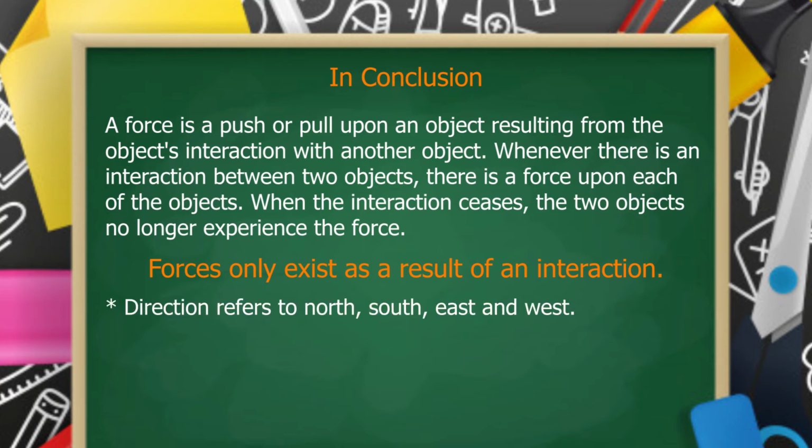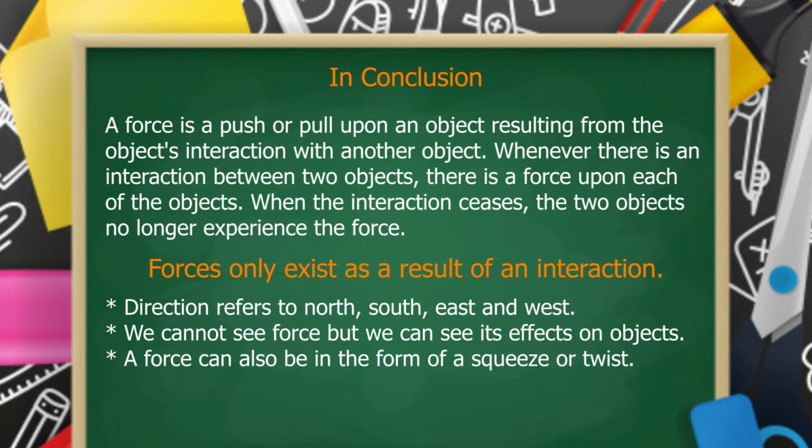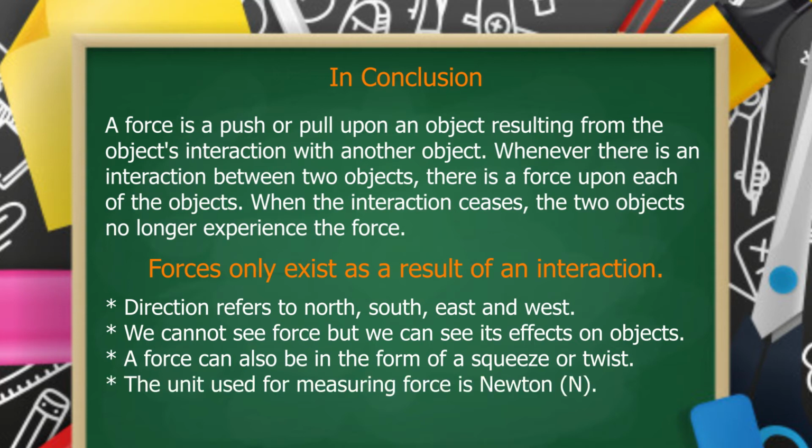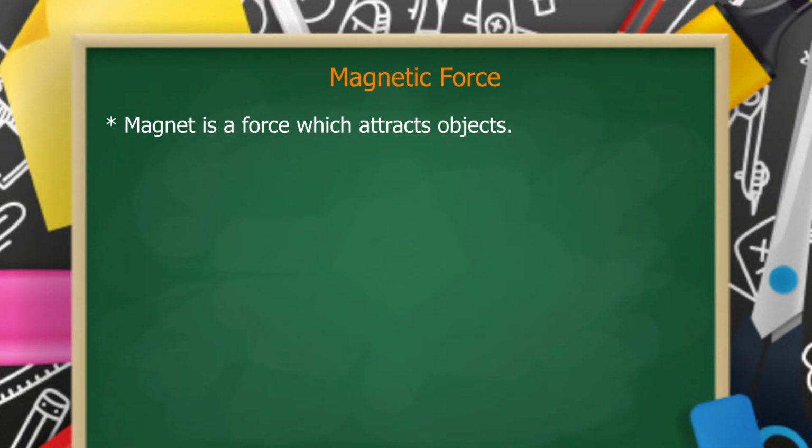Direction refers to north, south, east, and west. We cannot see force, but we can see its effects on objects. A force can also be in the form of a squeeze or twist. The unit used for measuring force is Newton. Magnetic force. A magnet is a force which attracts objects.